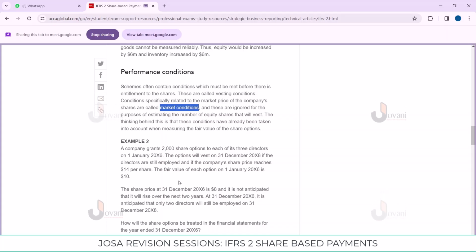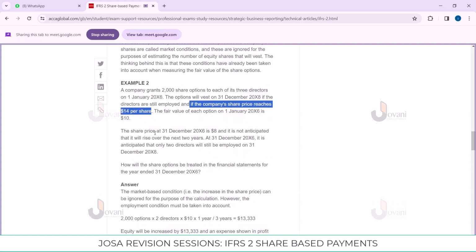And if the company share price reaches $14 per share, so there is a performance condition. The share price should rise, and this is a market-based performance condition, which we must ignore. The fair value of each option on 1st January 2x8, the fair value of the option at the grant date is $10.